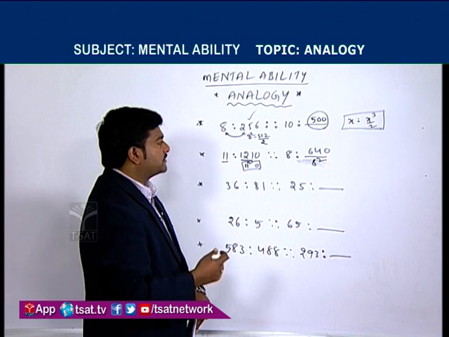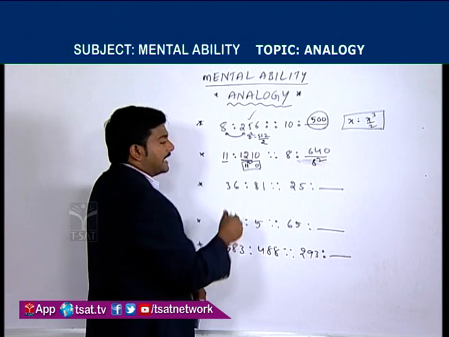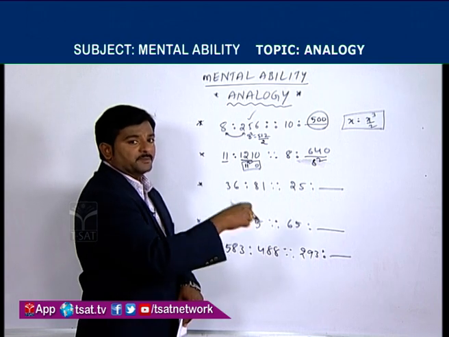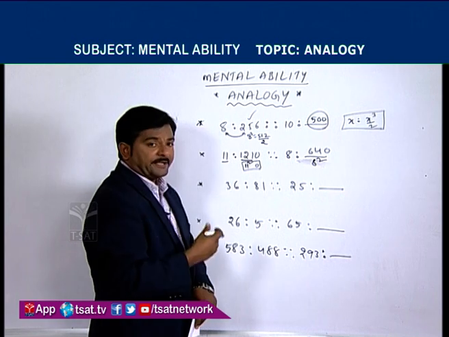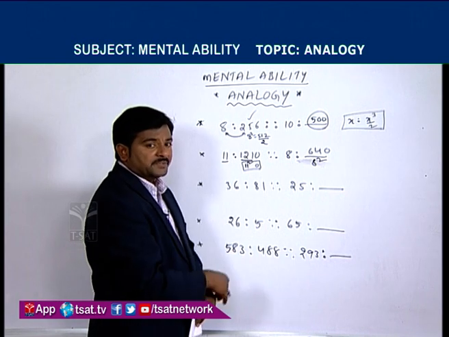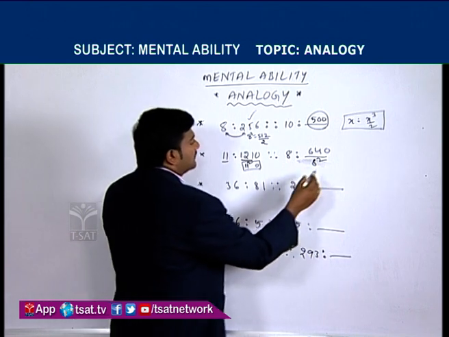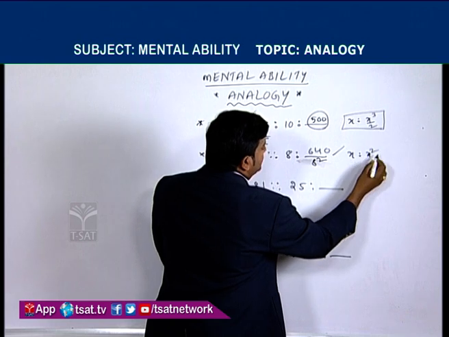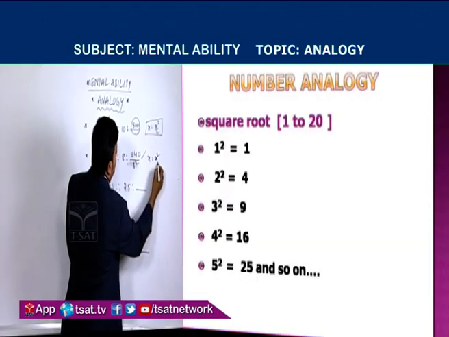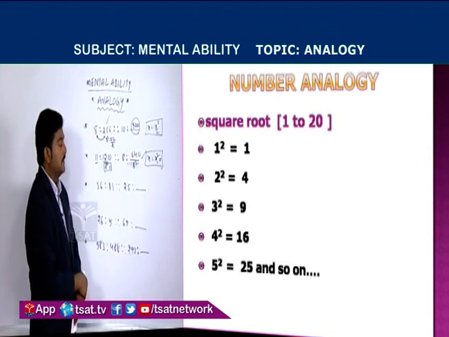Many answers are possible, that is one way. 11 means 11 square keeping 0 beside the 11 square value. Similarly 8 means 8 square, again keeping 0 beside 64. So I am getting 640 as the answer. The concept involved here is x is to x square, with 0 kept beside that x square.